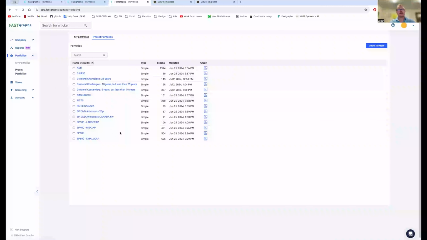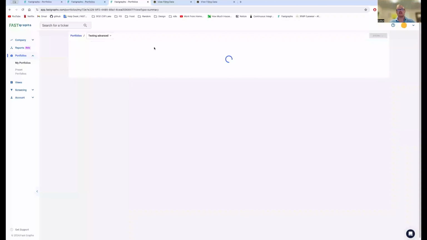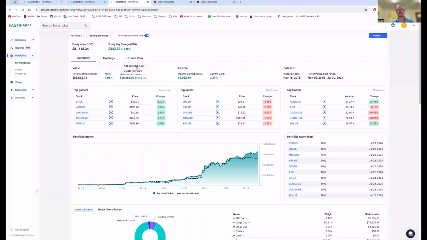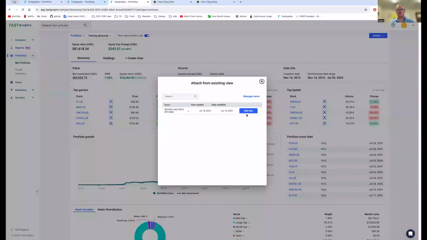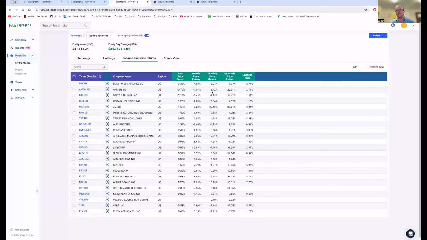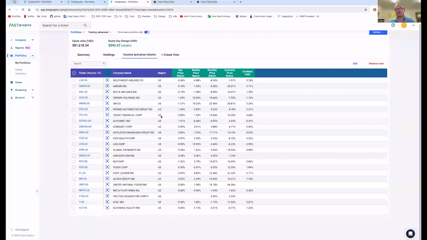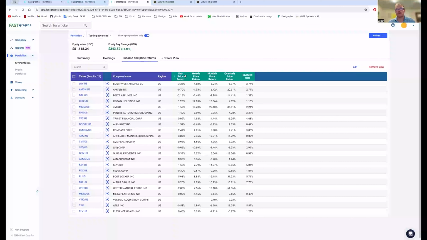But yeah, back to this, we have a bunch of preset portfolios for you guys to go through and potentially find new investment candidates. Also, one other thing that I want to show you guys is views. So you can create unlimited views that allow you to see certain data items, right? So this is an income and price returns view for this portfolio. So I'm looking at all these price returns and a dividend yield.